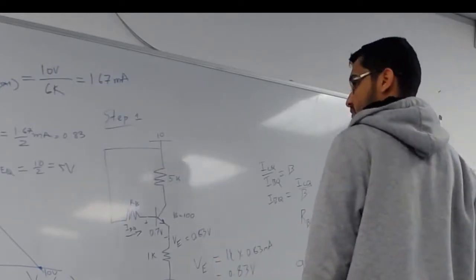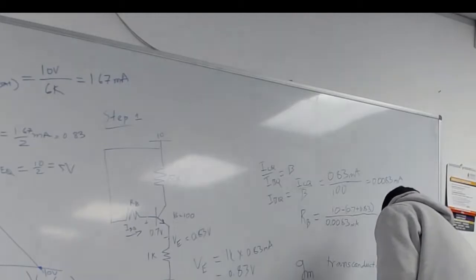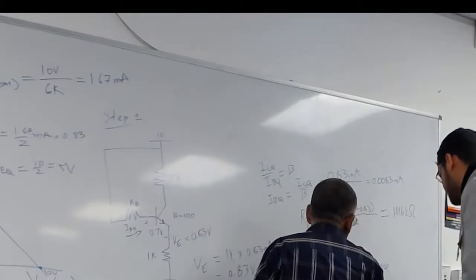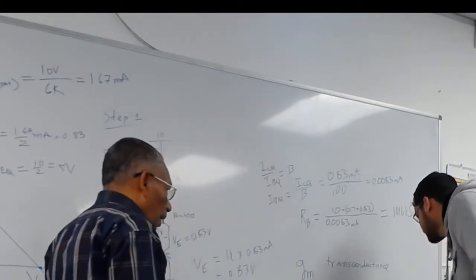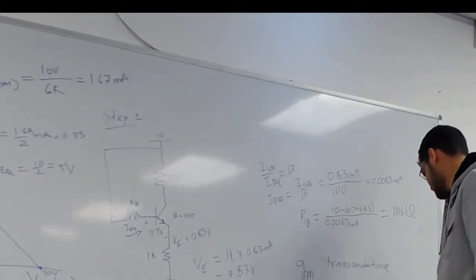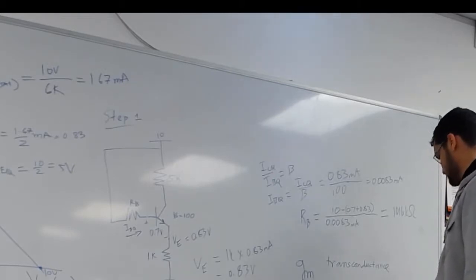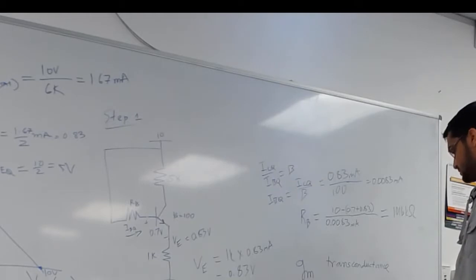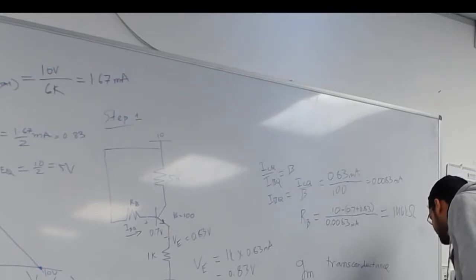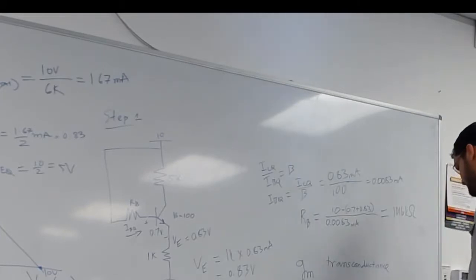VT is 26 millivolts over there. So this is milliampere. Put milliampere so that the milli will cancel from top and bottom. You will have more. How many more? 0.83 by 26, how much? 0.032. Okay, give the unit.